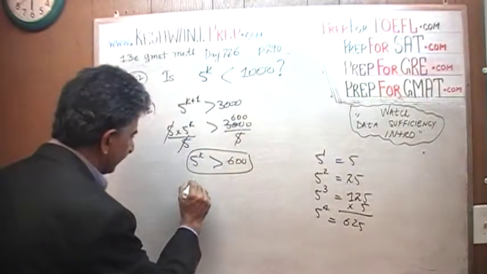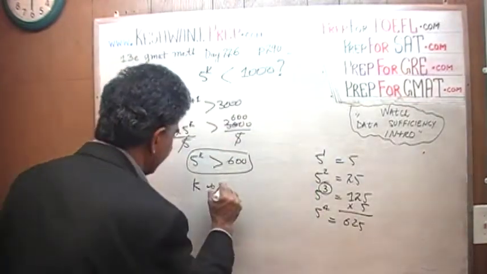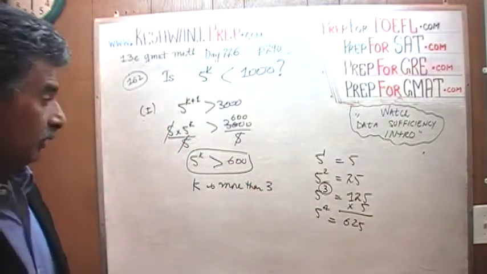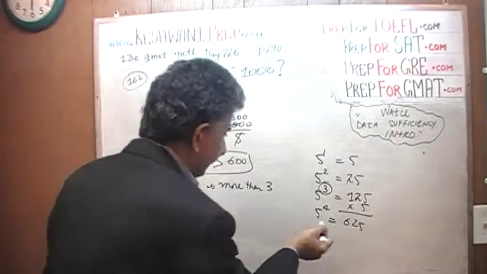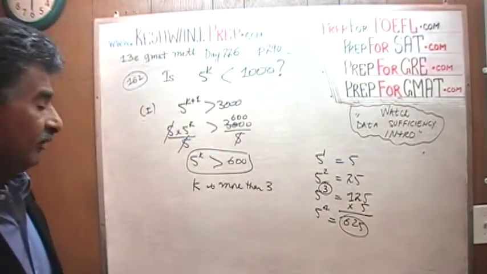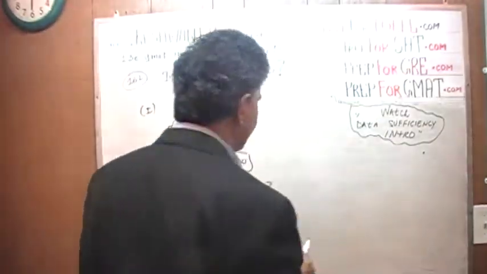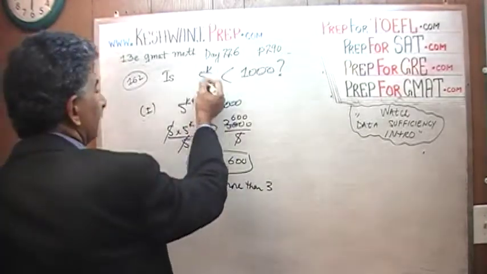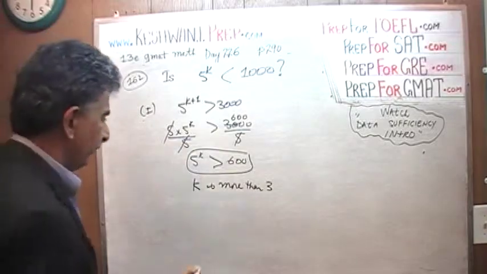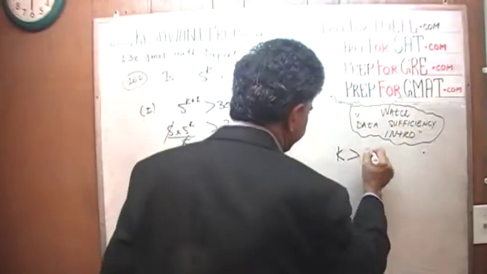So what this tells us is that k is more than 3. We cannot say that it's more than 4, because in order for it to be more than 4, this quantity would have had to be more than 625. So k is more than 3. What does that tell us? Does it enable us to answer this question? Is 5 raised to k less than 1,000? Well, let's find out. We know now that k, whatever it is, is more than 3.